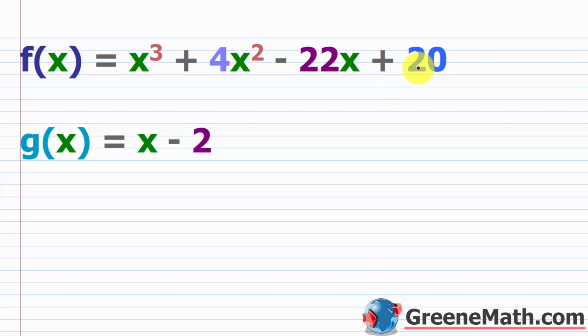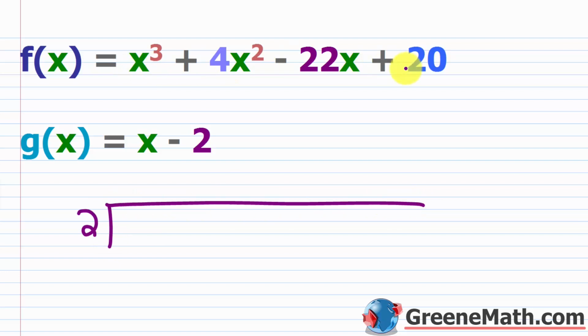So we have g of x equals x minus 2, and we just want to know, is this a factor? Okay, so again, you just take this number right here, as long as it's in the format of x minus some number. If it's not in this format, you got to change it to where it's x minus some number. We'll see an example of that in a moment. But basically, I can, again, just take 2, put it out here, and then grab my coefficients.